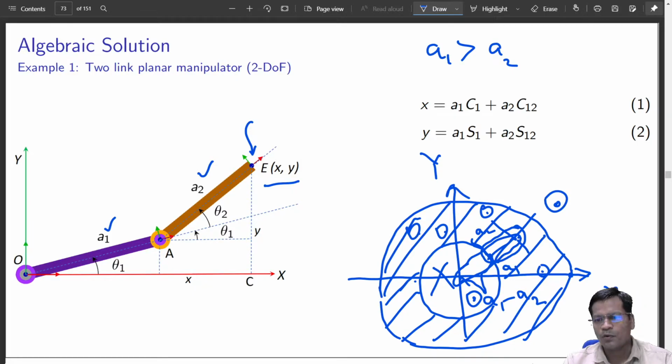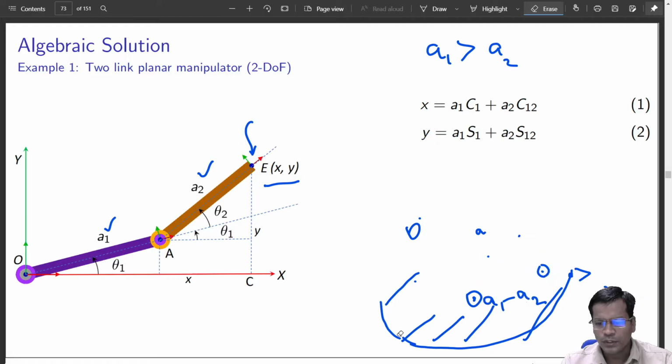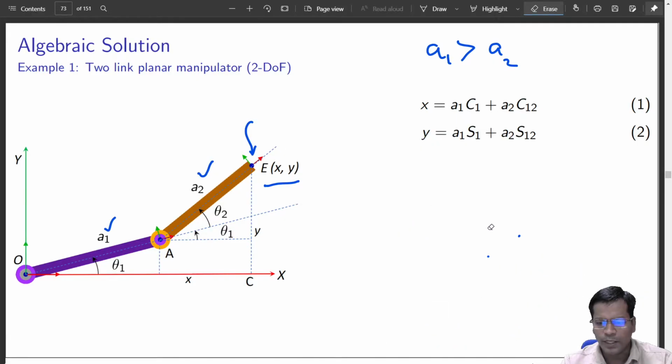Okay, that is the forward kinematic equation. Let me wipe it off now. So this is your reachable workspace, and I expect all my points to lie within that reachable workspace. Starting with forward kinematics, we'll try to solve them now. We started with forward kinematics first.